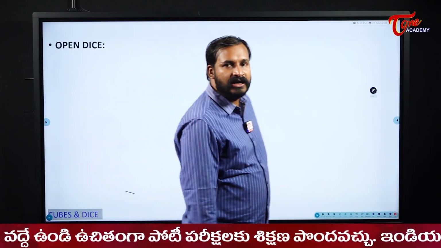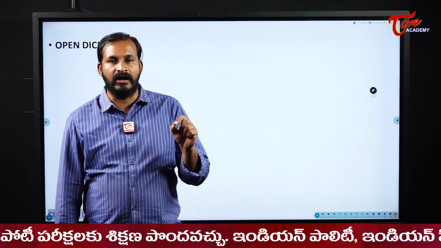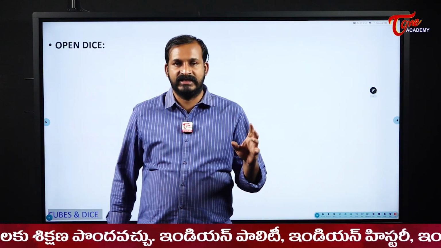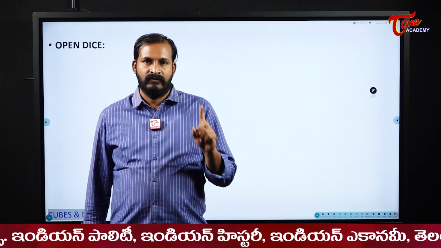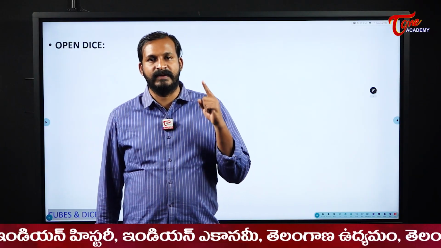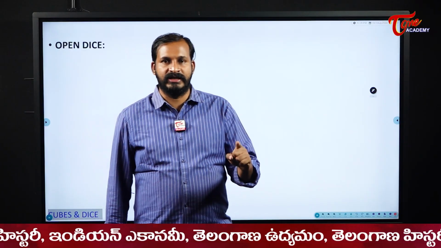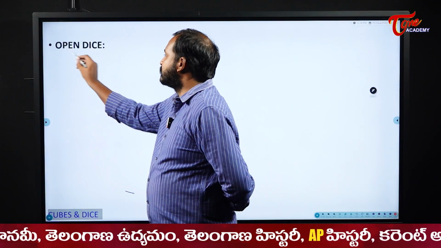Right. So these are closed dice, students. So these are the things which we have discussed till now. All these are what? Closed dice examples. Definitely in CGL you can expect one question. Whether it is closed dice or open dice, that is secondary, but definitely you can expect one question from this closed dice. Now, next, open dice.